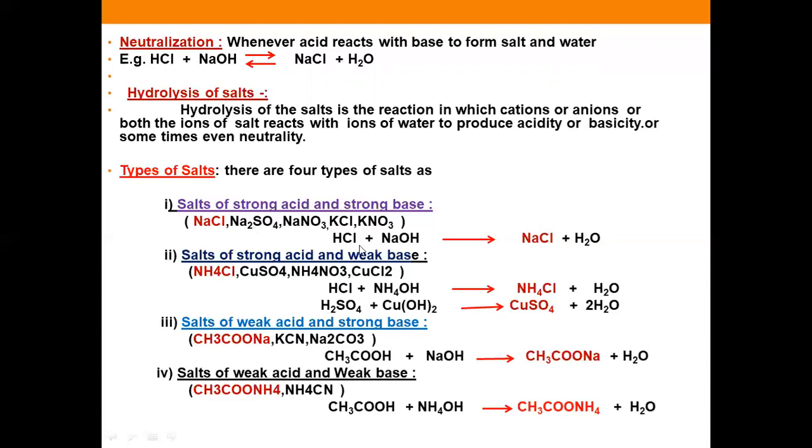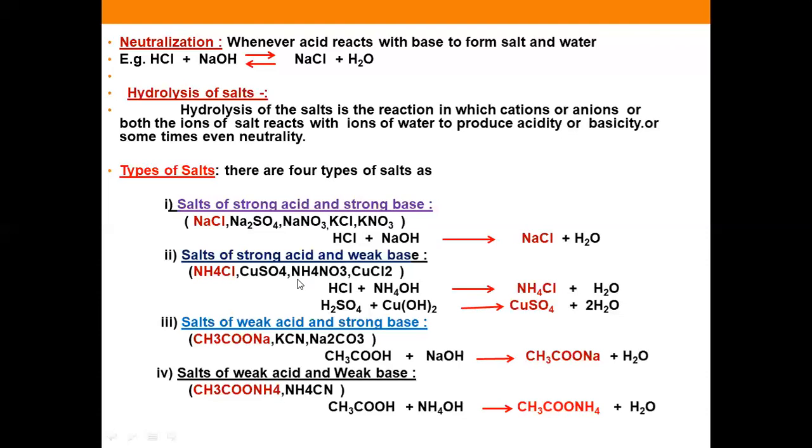Now let us consider how you will prepare the salt of strong acid and strong base. Strong acid like HCl, strong base NaOH. Whenever they react with each other, they give NaCl plus H2O, and this NaCl is a salt of strong acid and strong base. Other examples are sodium sulfate, sodium nitrate, potassium chloride and potassium nitrate.